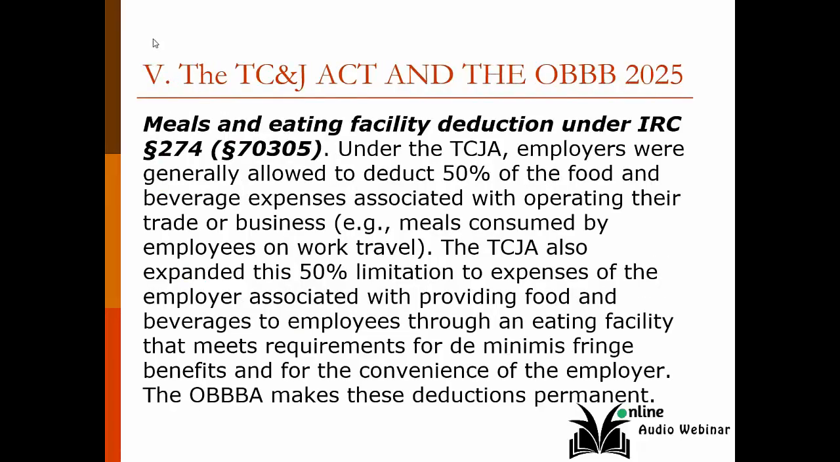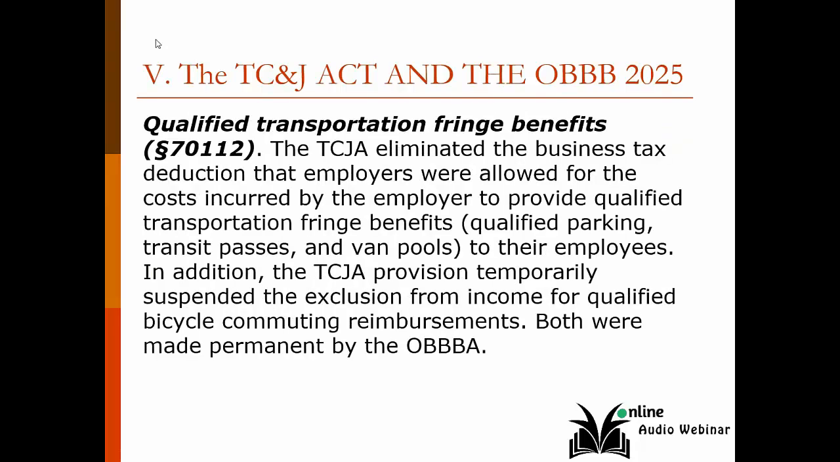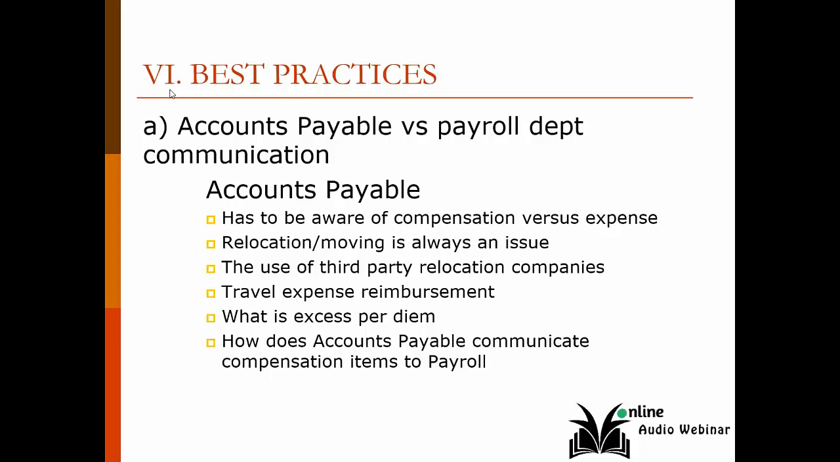The Tax Cuts and Jobs Act changed regulations that the One Big Beautiful Bill made permanent. Again, for moving expenses, as defined under Internal Revenue Code Section 132. Another thing the TCJA did was eliminate the business tax deduction that employers used to be allowed for the costs incurred by the employer. Best practices in terms of expense reimbursements, recording, and accounting.